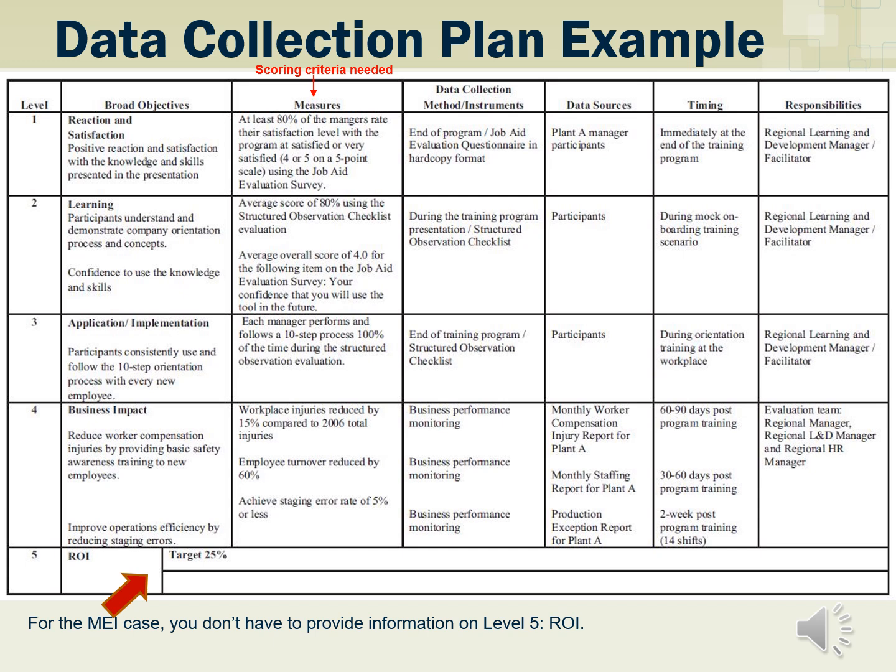The third column is measures. It requires predetermined scoring criteria to collect quantitative data, as we discussed. Look at the measure of level 1 in the table. The measurement for level 1 is to achieve at least 80% of the participants being satisfied or very satisfied, a score of 4 or 5, using the job aid evaluation survey. Provide specific measures for the MEI case and your project as shown on the table.